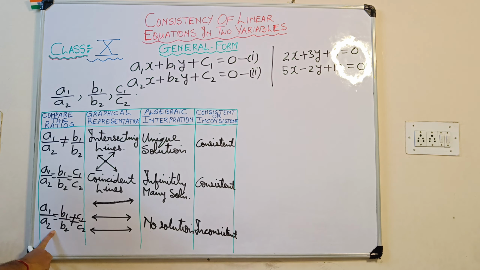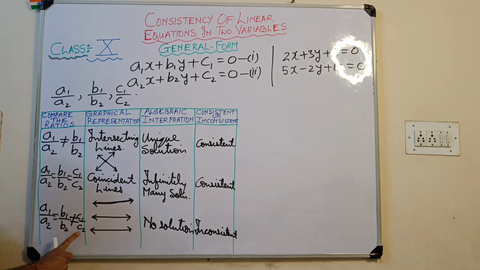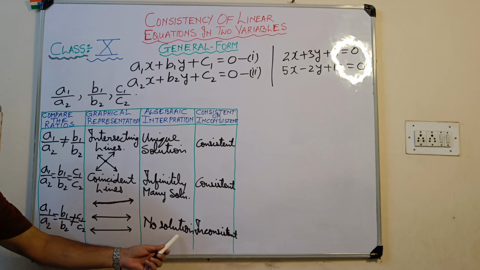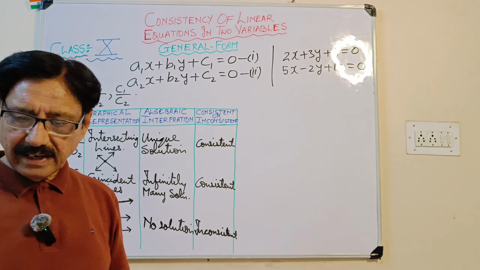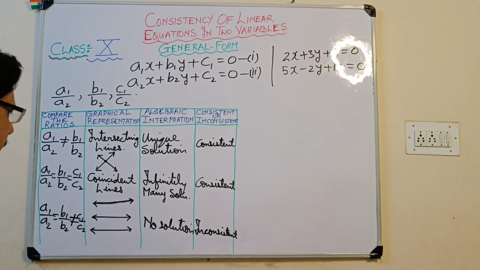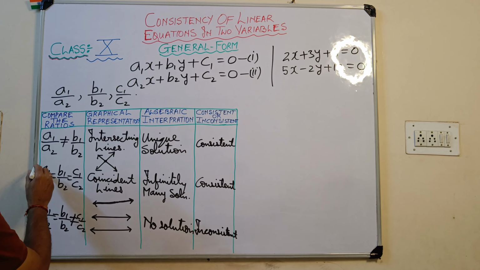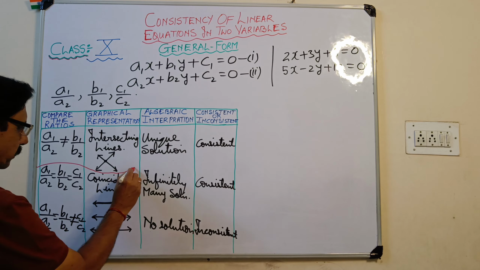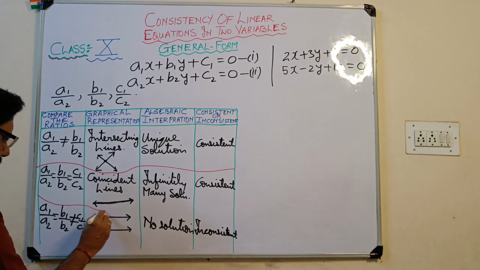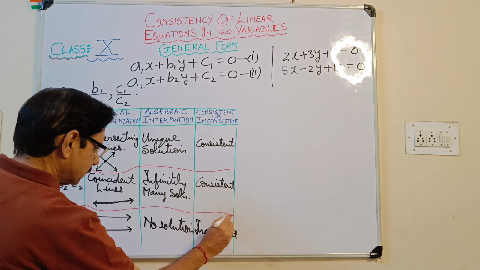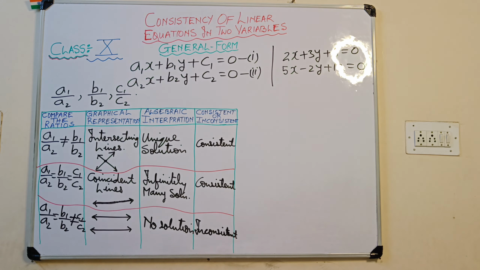Then for a1 by a2 equal to b1 by b2 but not equal to c1 by c2, the lines will be parallel lines. So we can say there is no solution algebraically, and the lines are inconsistent. So these are the three interpretations we can state algebraically also, or I will segregate this, otherwise it will mix everything.